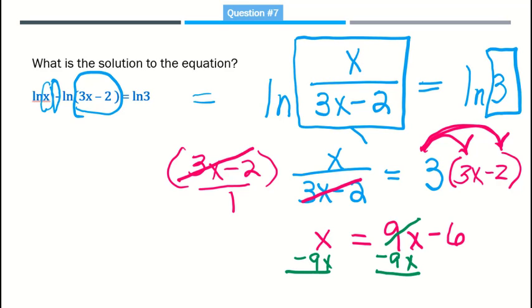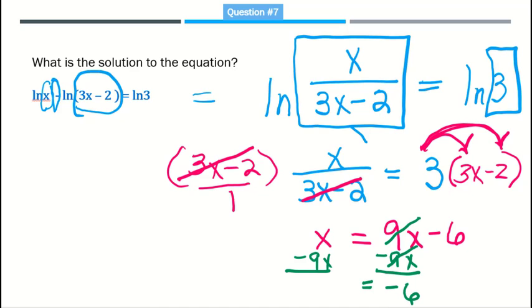Okay, so that gets rid of the 9x on this side. We're just left with negative 6. And then positive x plus a negative 9x is negative 8x. I think I did that right. Double check my arithmetic. Negative 9 plus positive 1 is negative 8x.